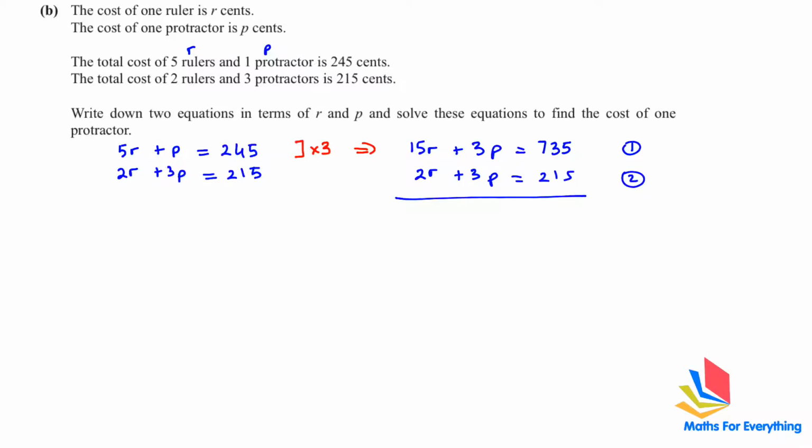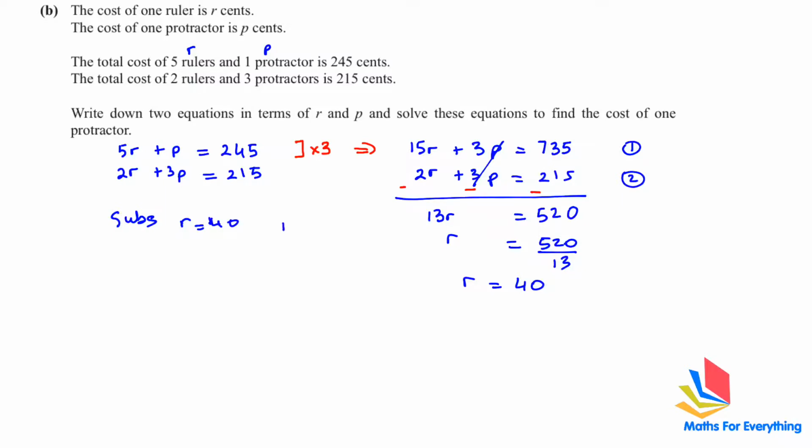Now we'll subtract. When we subtract, we change the signs. So 15 minus 2 will give us 13R, and this will get cancelled. 3 minus 3 is 0, leaving us with 520. And to find R, we are going to divide 520 by 13. And we will get 40. So R is 40.